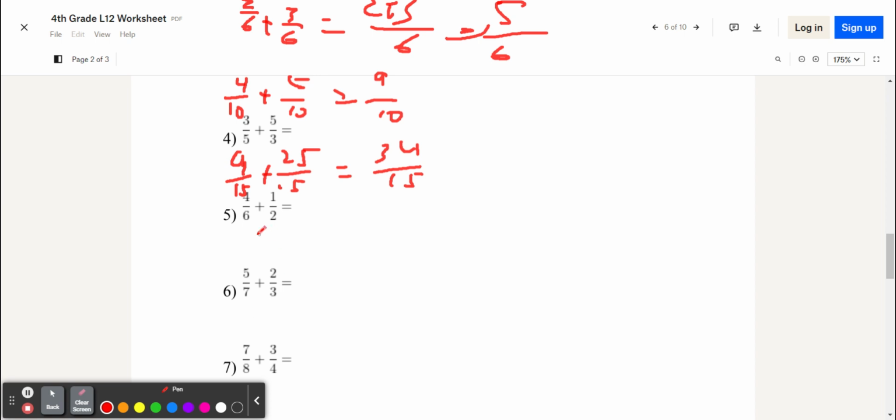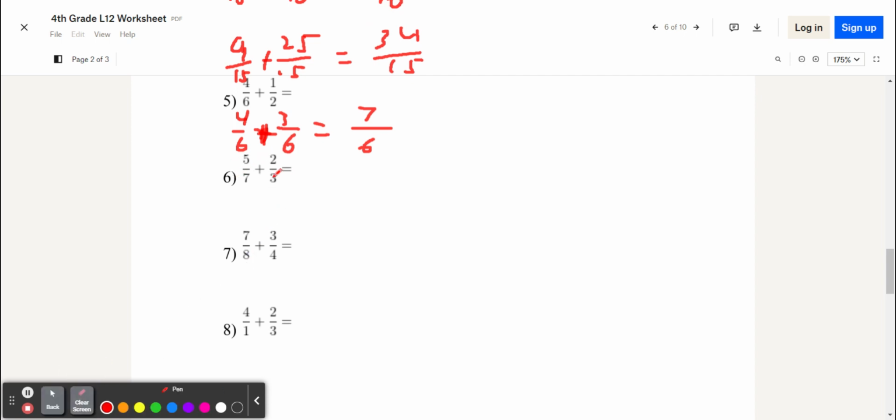And then 4 over 6 plus 1 over 2. In this case, the least common multiple is just 6, so no change for the first one. And then times 3, so 3 over 6. We add those together, and we get 4 plus 3 is 7 over 6.